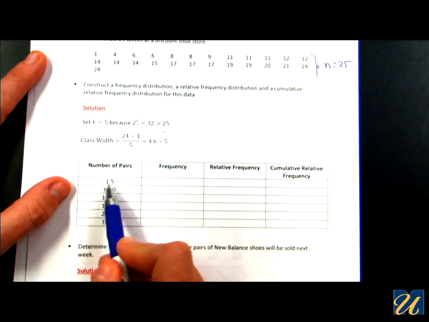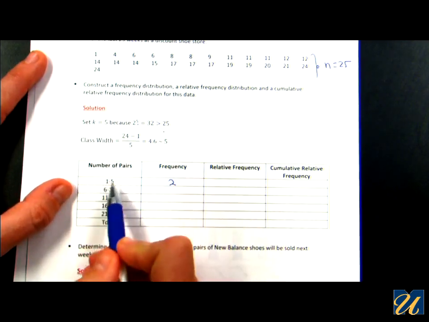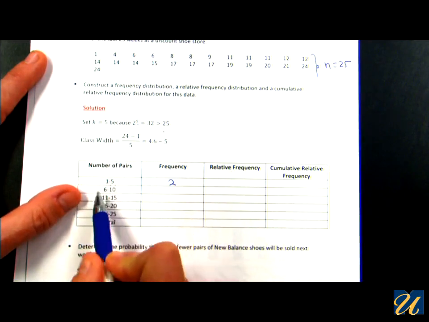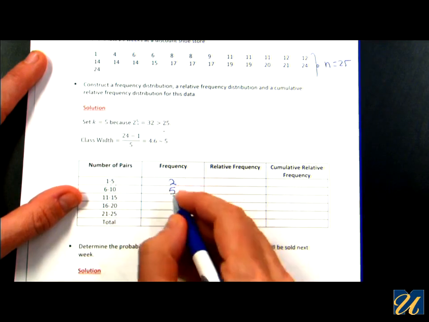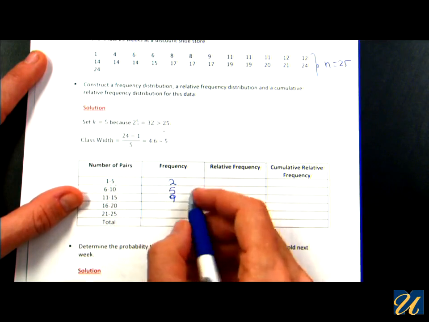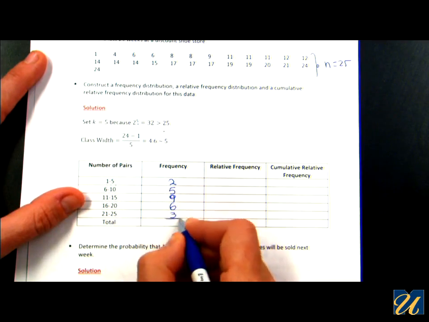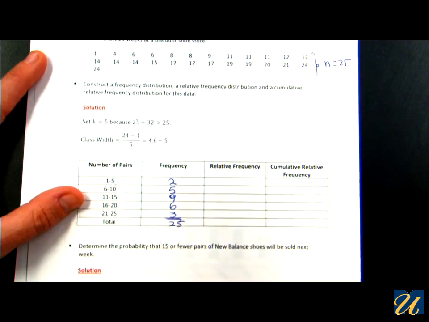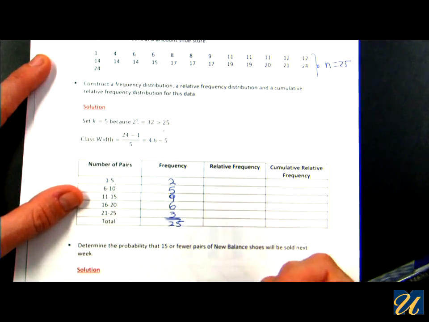So from 1 to 5, the frequency will be 2. 1 to 5, 1 and 5 included. From 6 to 10, 6 and 10 included, frequency is 5. We have 9 from 11 to 15, from 16 to 20, 6, from 21 to 25, 3. The total is 25. The relative frequency is the class frequency over the total number.